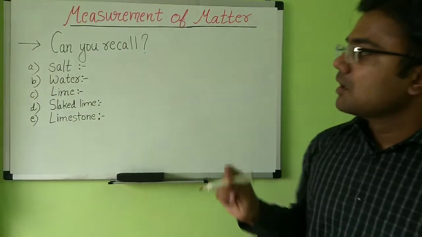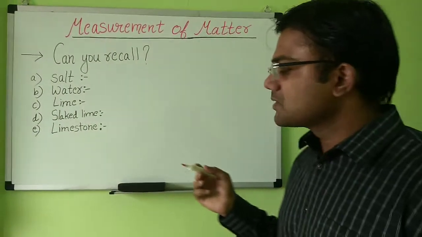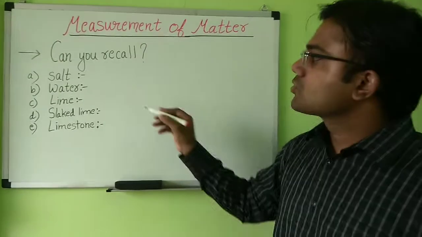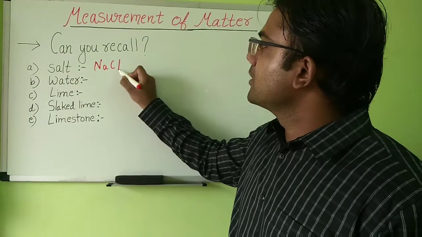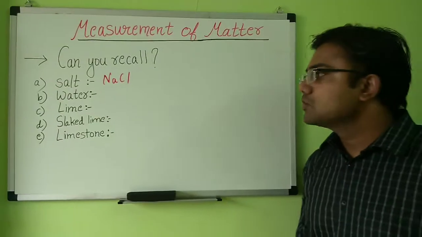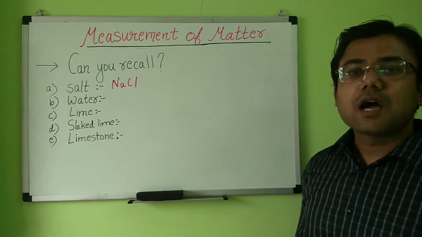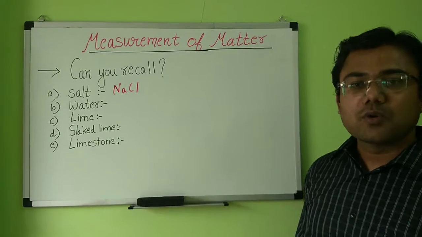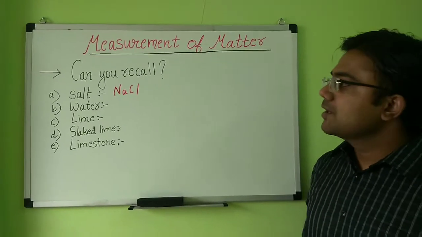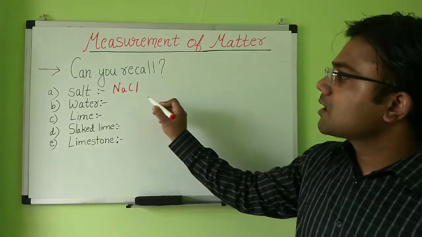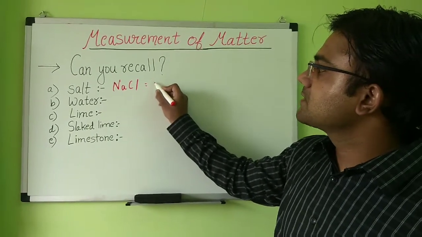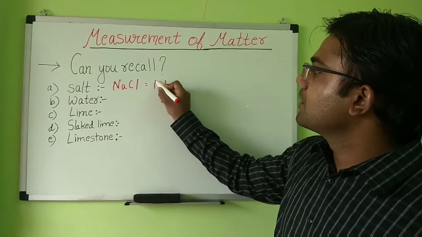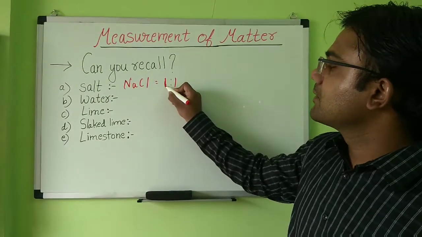So let us see. Salt. Salt is nothing but the common salt which we use at home. So salt is nothing but NaCl, also known as sodium chloride. You know that compounds are formed by the chemical combination of two or more atoms in a fixed ratio. Here two atoms are combined together chemically, that is sodium and chlorine. What is the ratio of this? 1:1. One sodium and one chlorine atom.